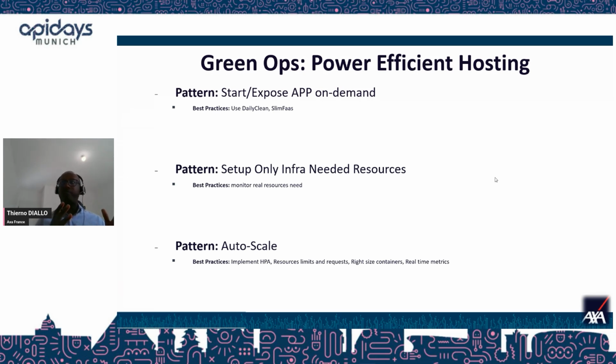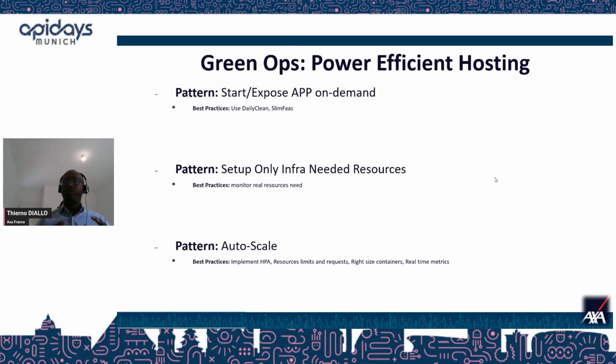For instance, if you don't need your instance, your app, your API from 6 p.m. to 10 a.m. in the morning, you can switch it off and restart it in the morning. So you can save resources, money, and energy. It's very interesting. You can leverage Daily Clean or SlimFast, which are very much more efficient, but with some constraints to achieve this kind of goal.